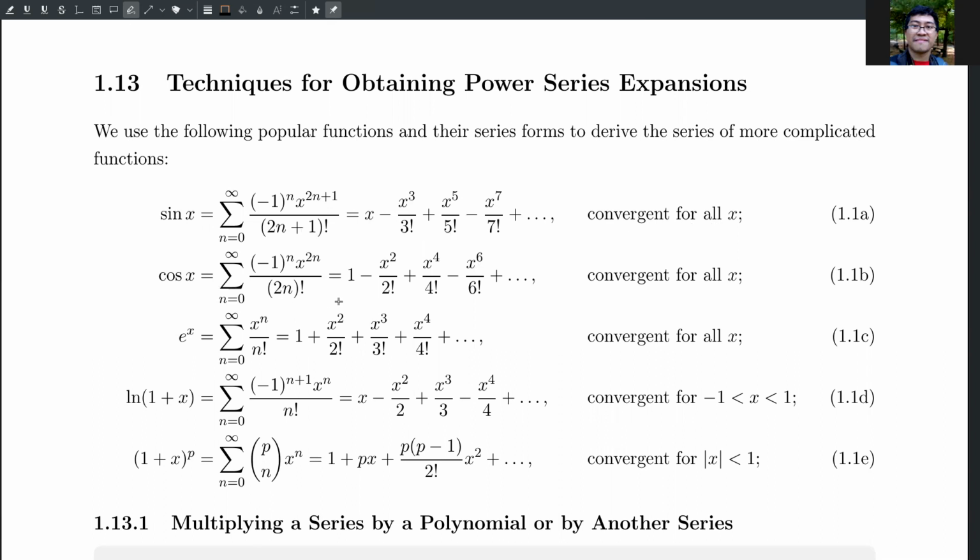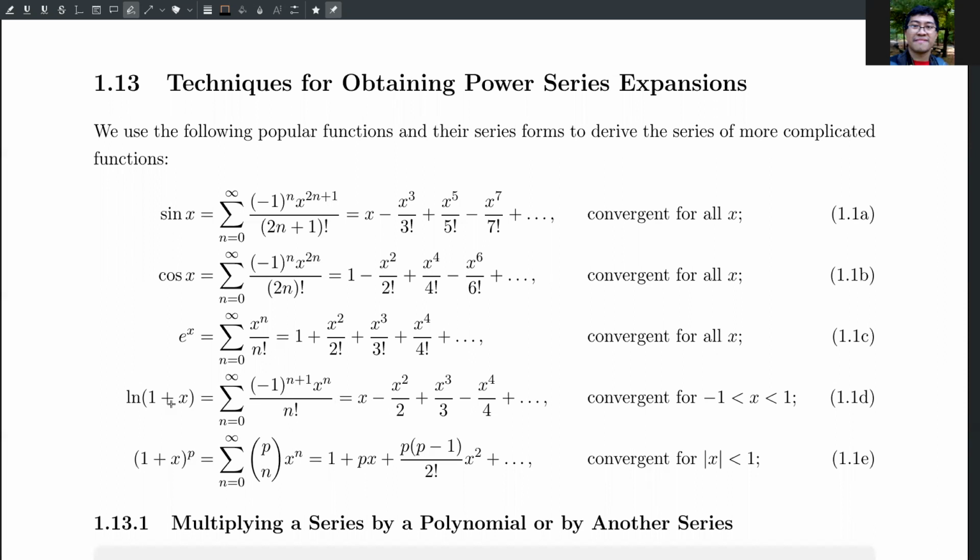Cosine x is a little bit different. You have even powers with alternating signs. For e^x, this one is very easy to memorize. This should be something that you should know. Whenever I come across you in the department, if I ask you what is the series for the exponential e^x, you should be able to answer me directly that it's 1 plus x plus x squared over 2 factorial plus x^3 over 3 factorial, and so on.